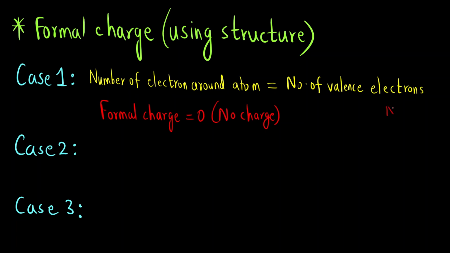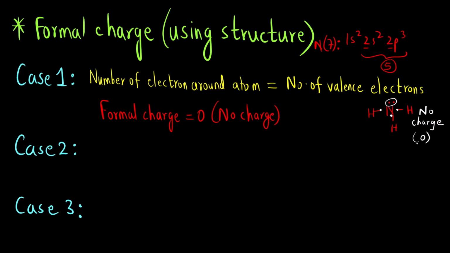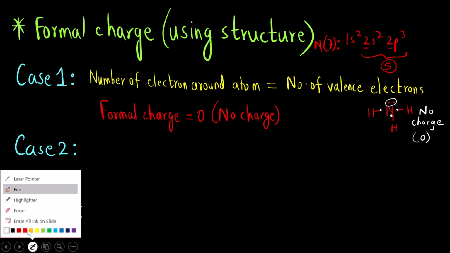For example, let's say we have ammonia. Okay, nitrogen has how many valence electrons? 1s2, 2s2, 2p3. The atomic number of nitrogen is 7. So how many valence electrons? Outermost shell is the second orbit. So 2 plus 3, 5. So there are 5 valence electrons. So now what we have to do? We have to count 2, 3, 4, and 5. You can see the number of electrons is exactly the same as the number of valence electrons. So what will be the charge? There will be no charge, or formal charge is 0. Okay, or we can say zero charge. Okay, this was the first case.